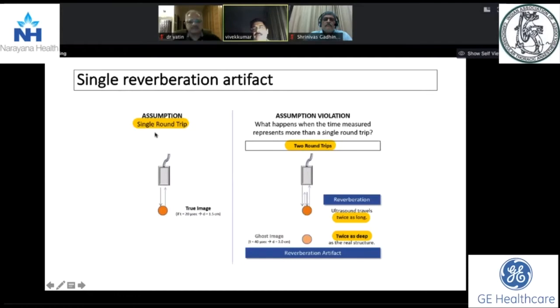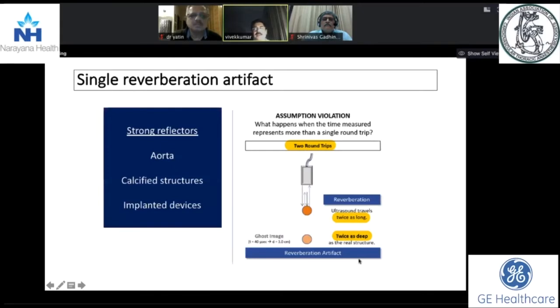So keeping it very simple, single reverberation artifact, this is typical one round trip. But if you have two round trips, the ultrasound will sense the distance as twice as deep because the time taken for the return trip was twice as long. And this is the generation of the reverberation artifact. So what are the strong reflectors? These are the things we have to be very cautious. Aorta, especially calcified aorta, calcified structures, and implanted devices.